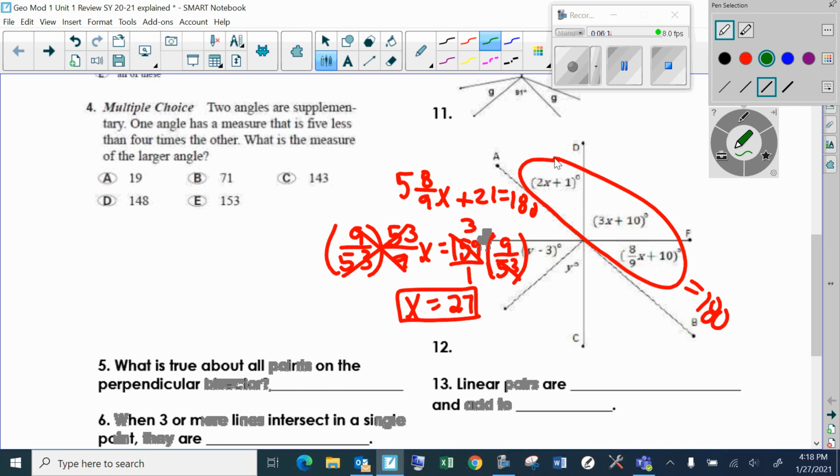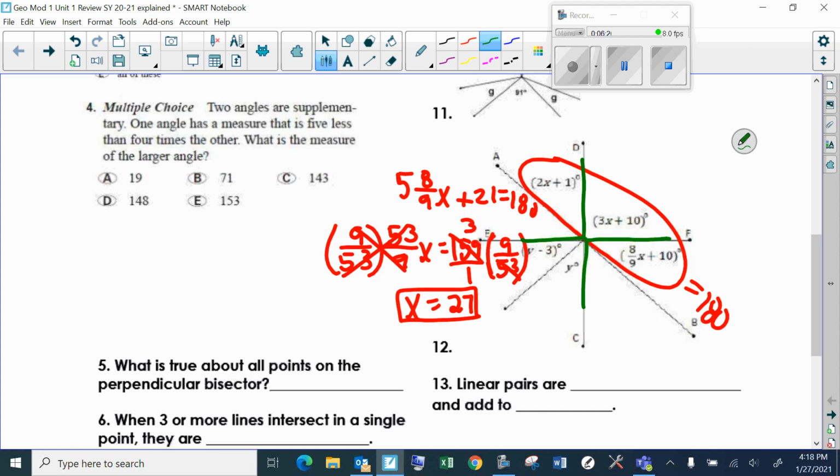Now, on the y's here, notice these two angles create a y right there. And isn't that the vertical angle to that one right there? So these two angles have to be congruent. Okay, so this is one way of doing it. There's multiple ways. Okay, so I plug in 27 into here. 3 times 27 is 81 plus 10 is 91.